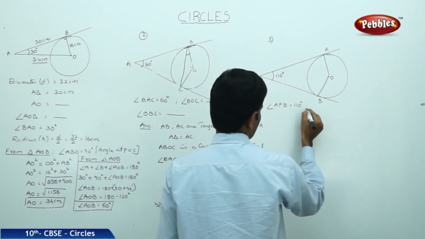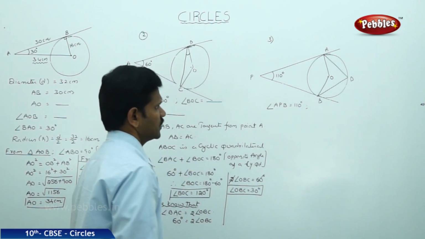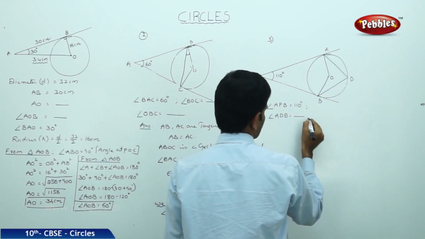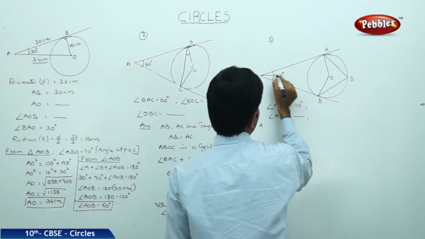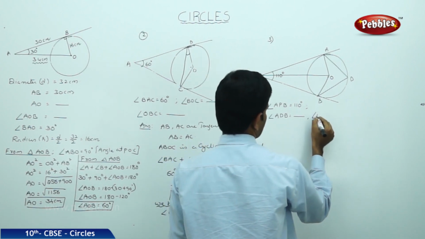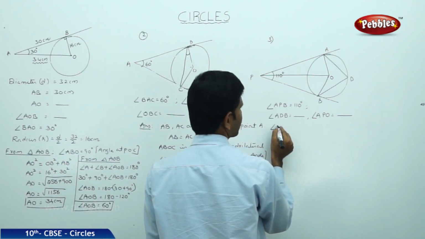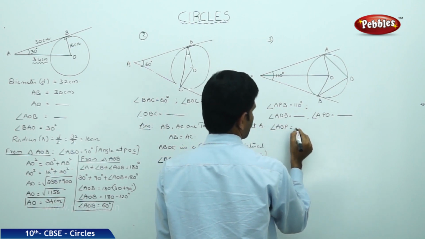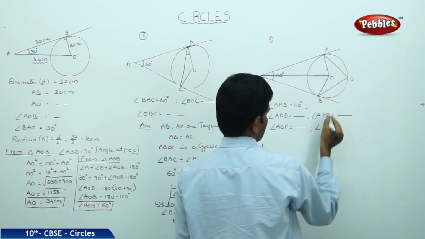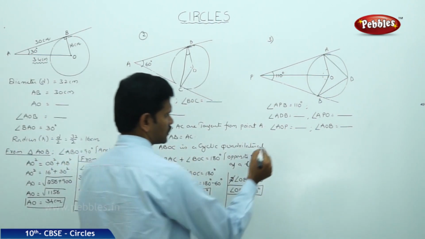Now you have to find angle ADB equal to blank, and join OP. Secondly, you have to find angle APO equal to blank, and third, you have to find angle AOP equal to blank. Fourth, you have to find angle AOB, that is, angle AOB is equal to blank. Now the answer, let us see.